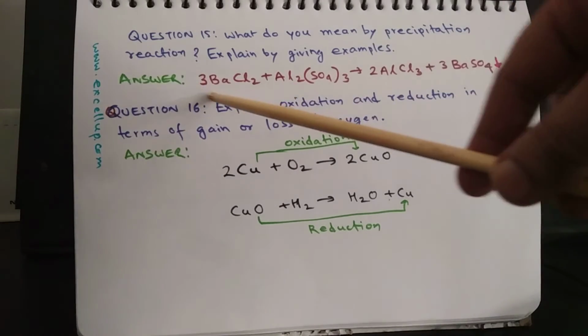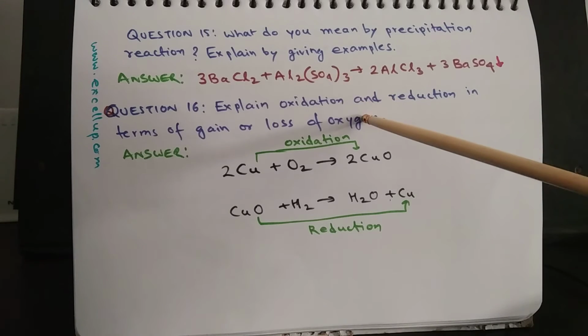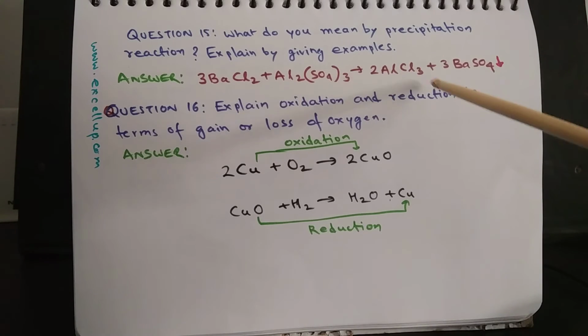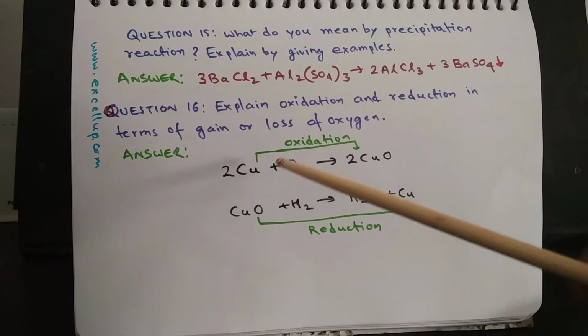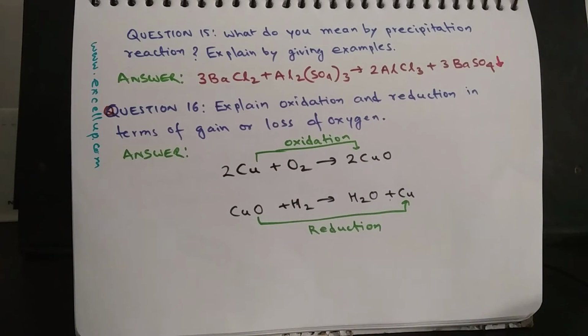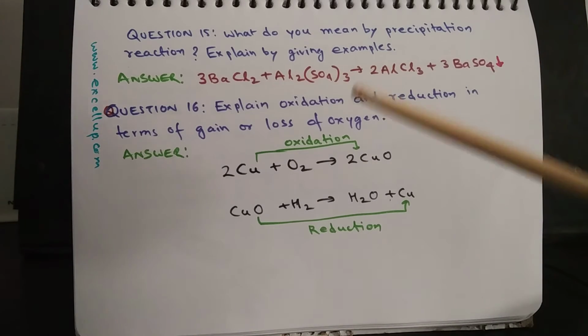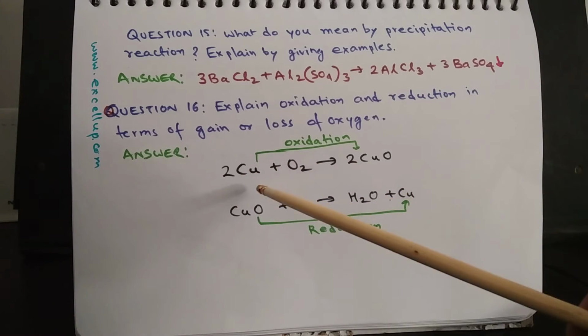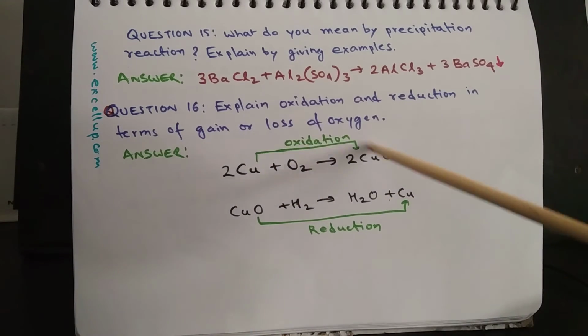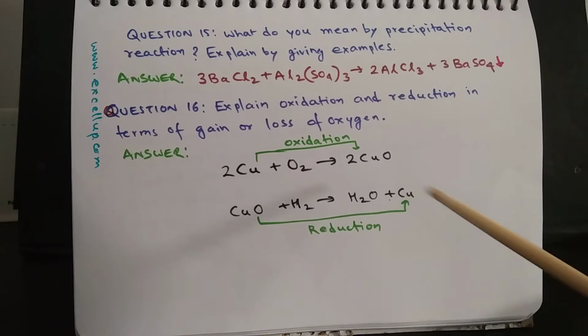The equation is 3BaCl2 plus Al2(SO4)3 is equal to 2AlCl3 plus 3BaSO4. Question 16 is, explain oxidation and reduction in terms of gain or loss of oxygen. So here are examples. This example shows that when copper is heated strongly in air, it gives copper oxide. So what is happening here? Oxygen is being added to copper. So oxidation of copper is taking place in this reaction. So we get 2Cu plus O2 is equal to 2CuO.